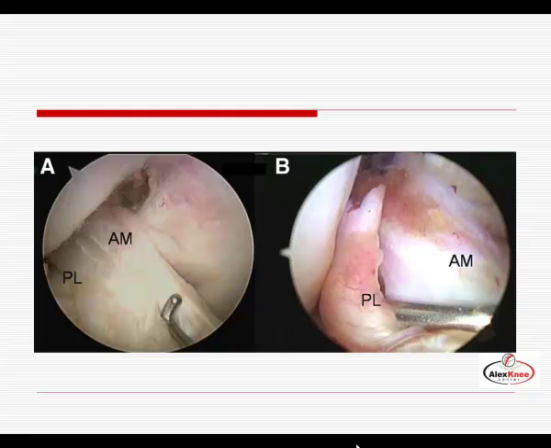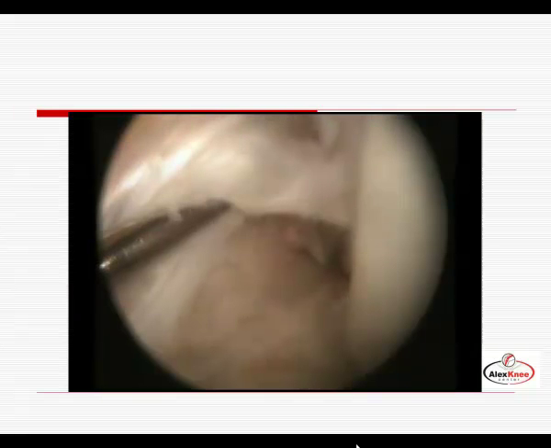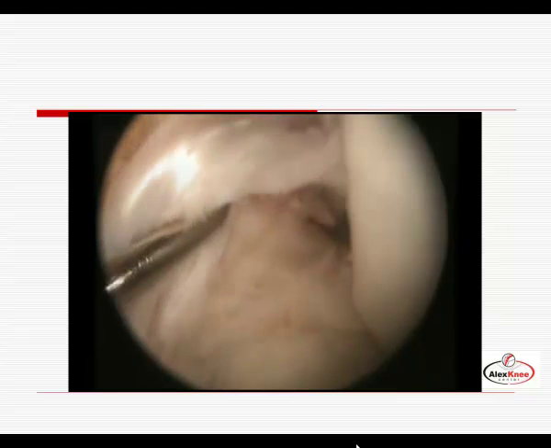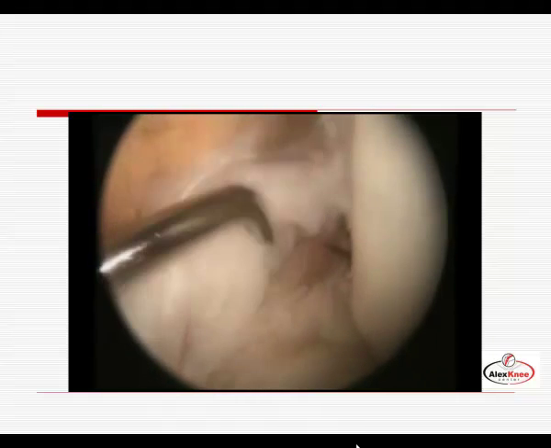Arthroscopic view to show you the posterolateral and anteromedial bundles together, and this view is for the posterolateral bundle which is ruptured and the AM is intact. This is another live video to show you that the anteromedial bundle in this case is still intact while the posterolateral bundle here has been ruptured.